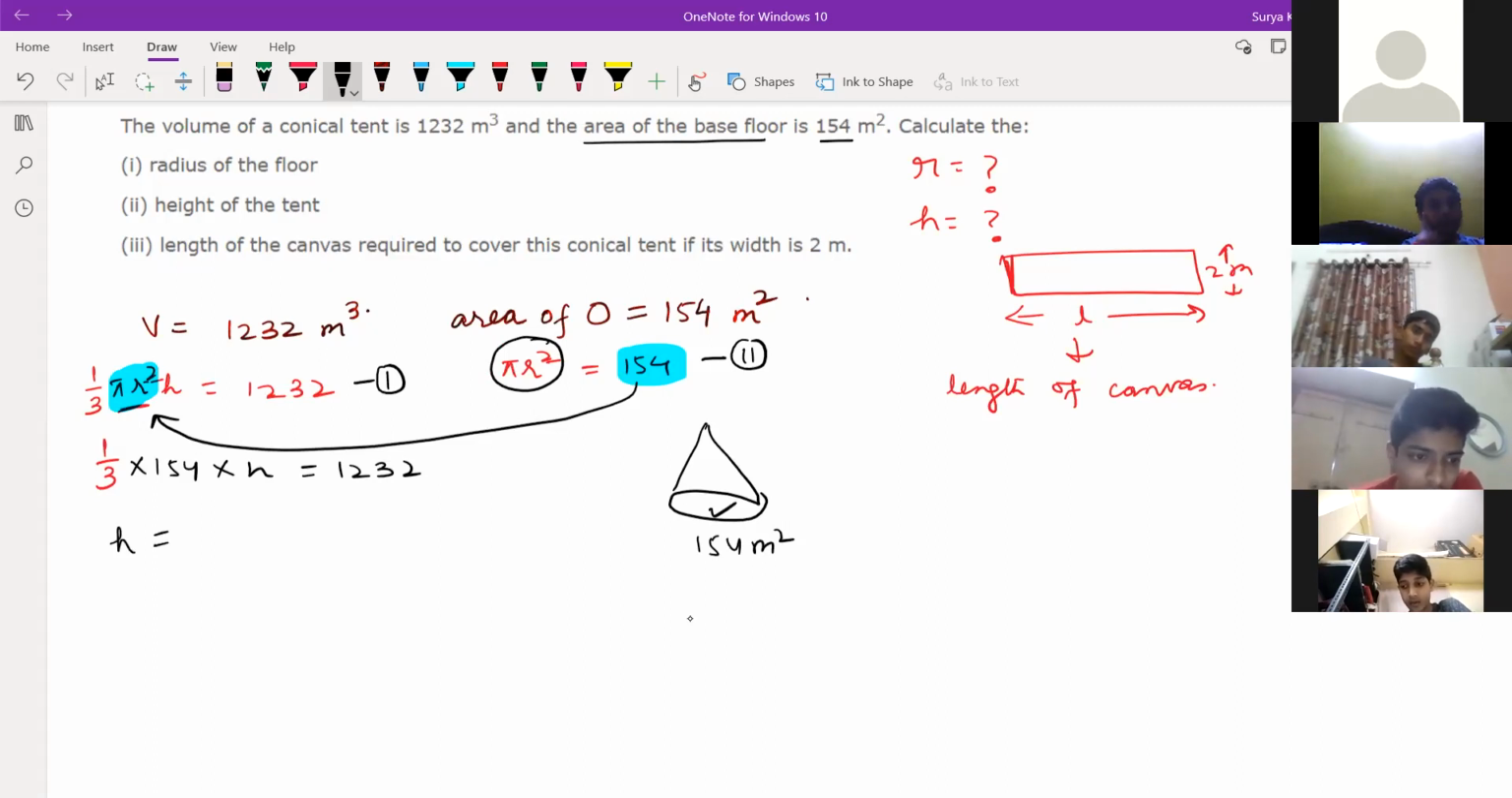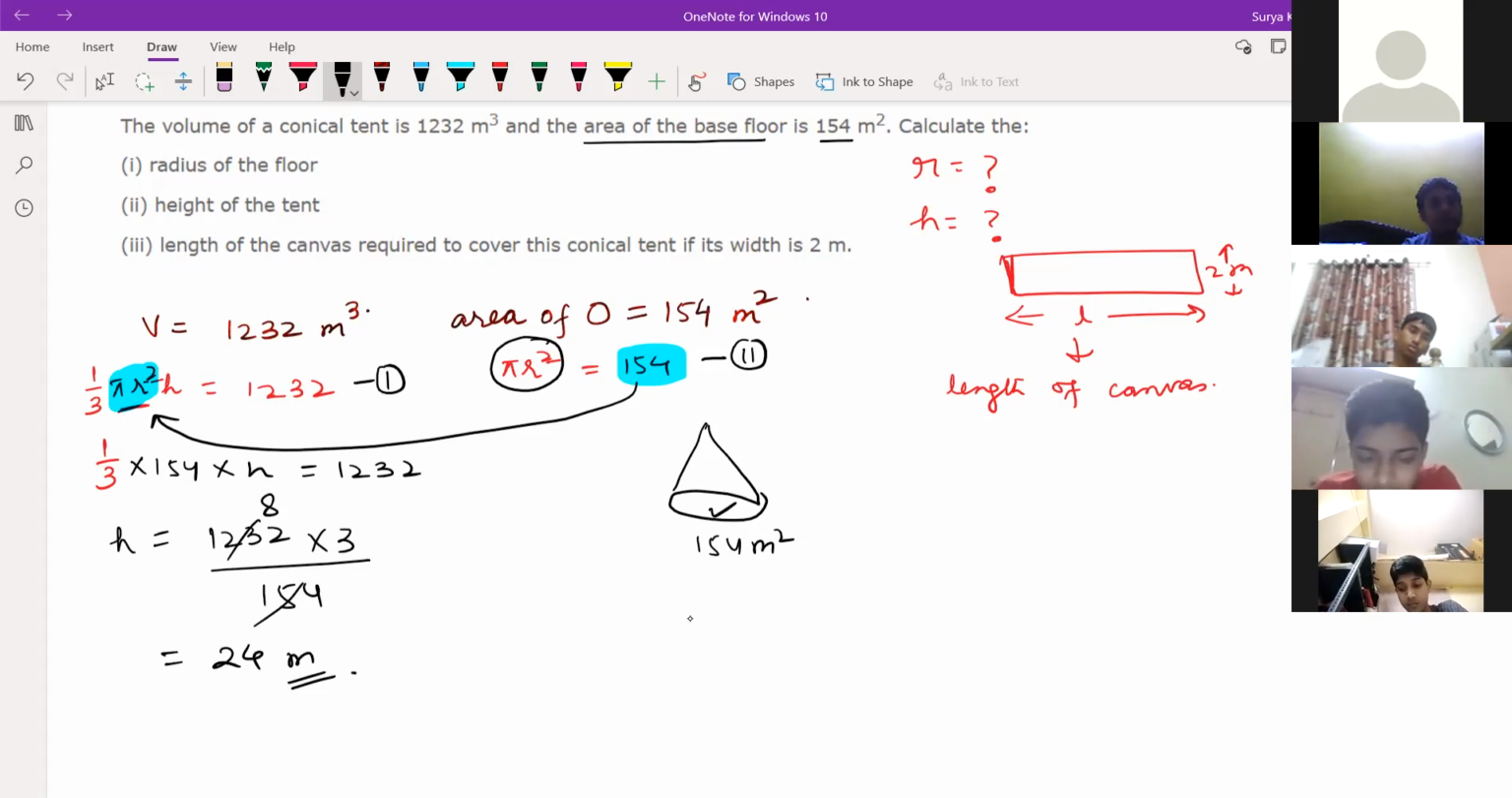Now h is equals to, what we can write, 1232 into 3 divided by 154. So this will go by which table? 8 it will go. This will go by 8. The height is equals to 24 meter. Is it clear till here to everyone?